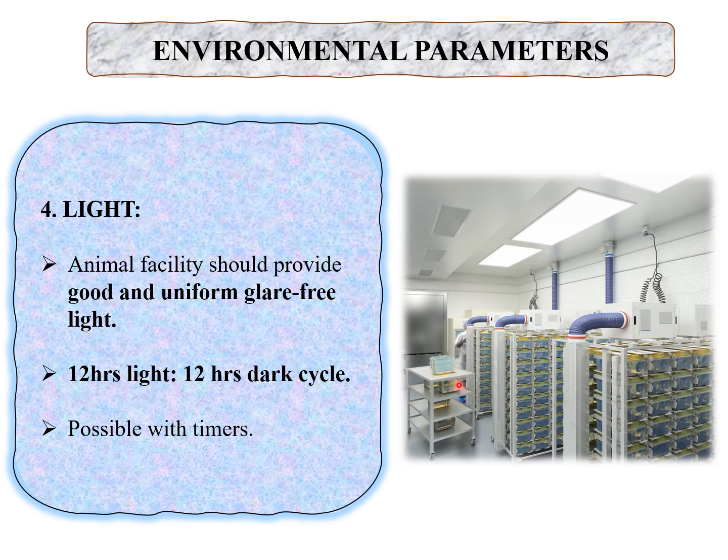For this, it is necessary to install an artificial light in the animal house facility, and this 12-hour light and 12-hour dark cycle can be maintained with the help of timers. With the help of timers, after the 12-hour light has been completed, the timer will switch off the light automatically. Like that, a 12-hour light and 12-hour dark cycle can be maintained.